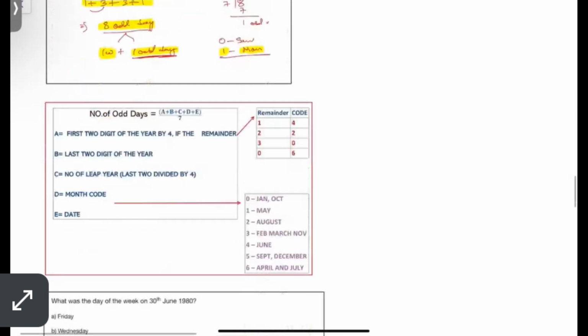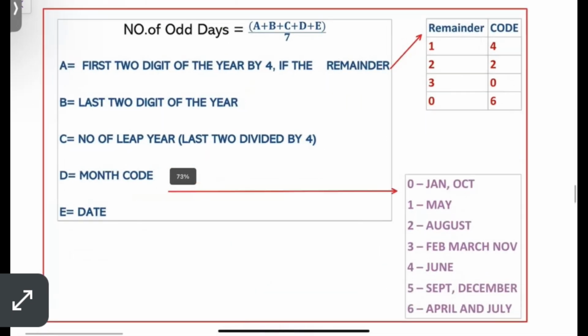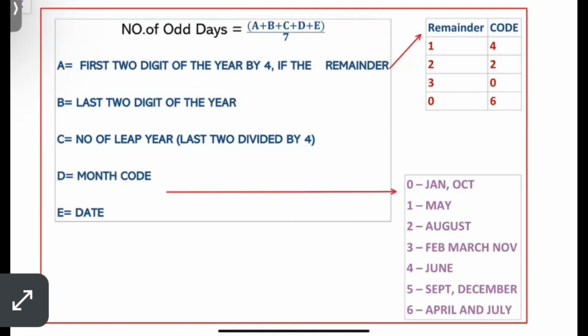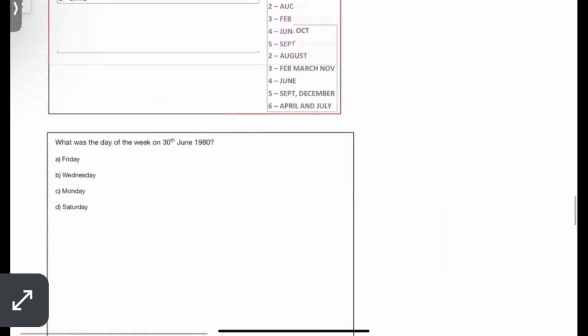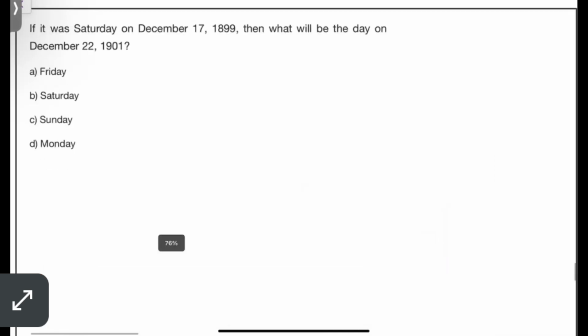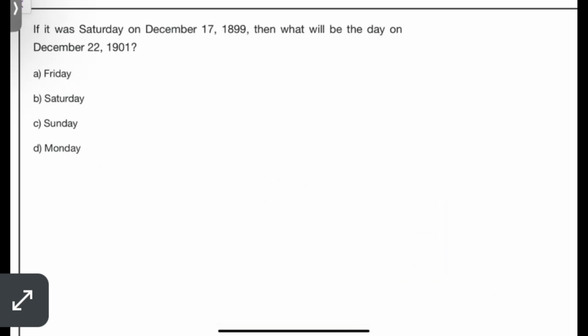So now I'll be giving you a shortcut approach, which you can use for any type of calendar question. If you can understand this, whether it be with a reference or without reference, it's very easy to do. See, if the question was like this, we have December 17, 1899, and December 22, 1909. So in that case, between these 2 years, there are many years.